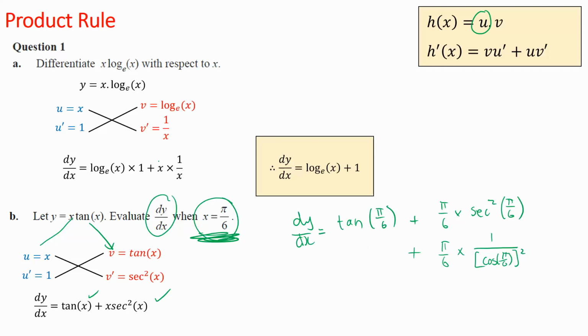This is where you must know your exact values. What's tan of pi on 6 again? Go through your hands. Tan of pi on 6? 1 on root 3. Okay, so number of sine fingers divided by number of cos fingers. 1 on root 3 plus, now let's figure this out. What's cos of pi on 6? Root 3 on 2. But remember, you're squaring this, so in the denominator you're squaring this. What is root 3 on 2 squared? What does that equal to?